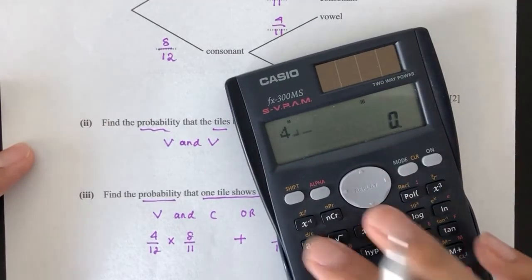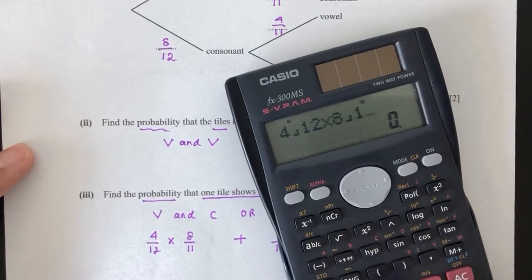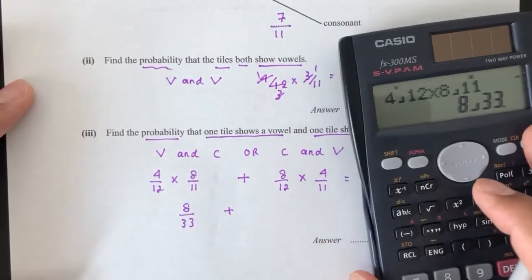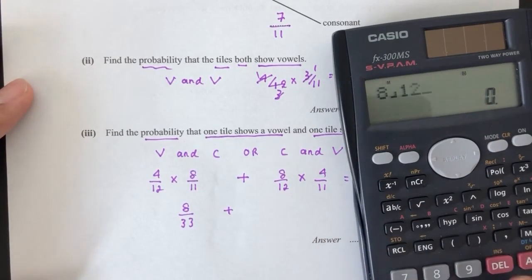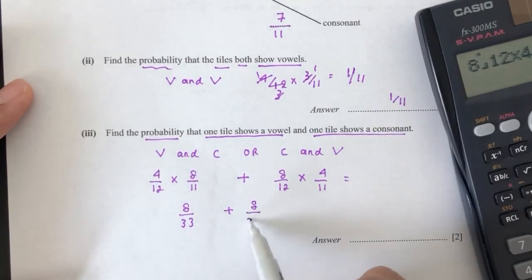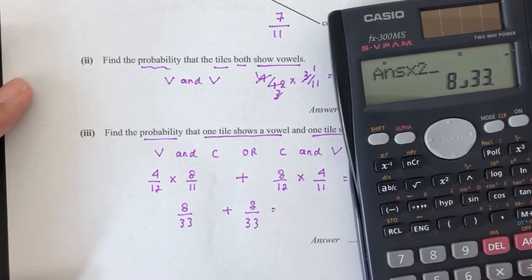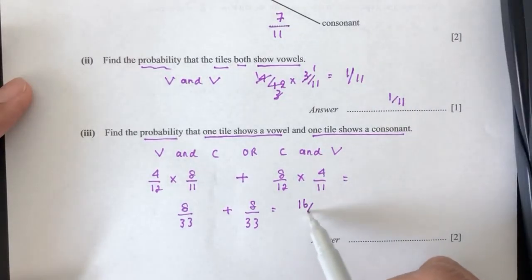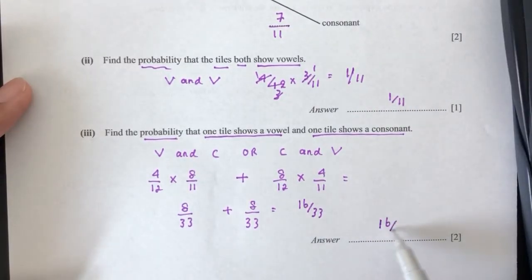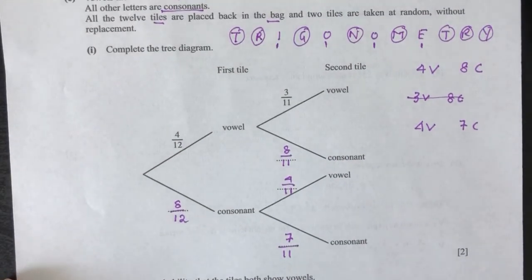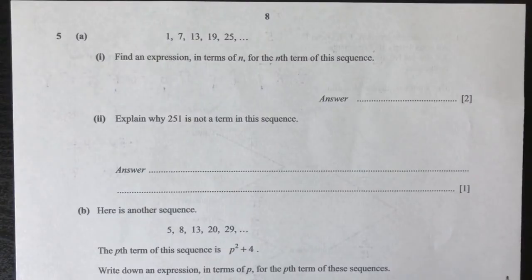So let's use the calculator. The first one is 4 over 12 times 8 over 11. That will be 8 over 33, plus then we have 8 over 12 times 4 over 11. That will be 8 over 33. So if you simplify that, what do you have? Times 2, that will be 16 over 33. And this is your answer for question part 3C. And this is question number 4. Moving on to question number 5.